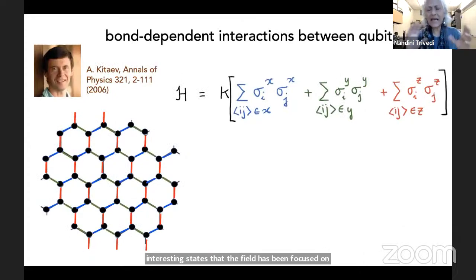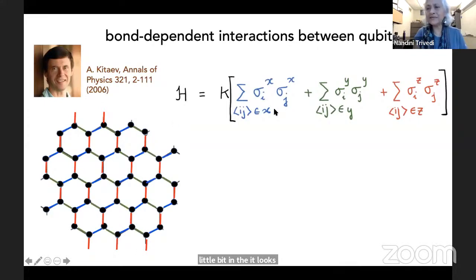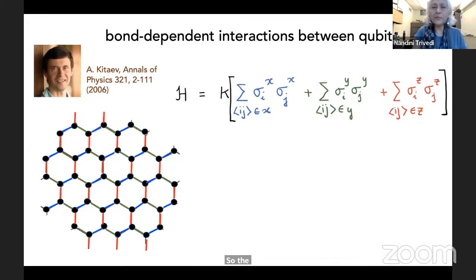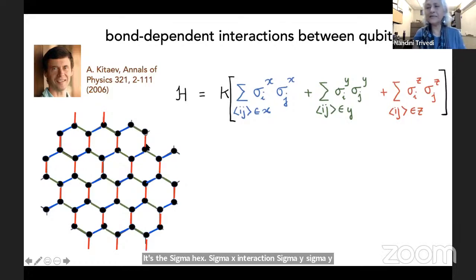But now let's change the Hamiltonian a little bit. It looks like a small change, but the results are very different. So what you do here is generate another Hamiltonian with qubits that have particular bond-dependent interactions. So the qubits were isotropic, but on each bond, a different component of the Pauli matrices interact. So say on the blue bond, it's the sigma x interaction, on the green bond, sigma y, and on the red bond, it's sigma z.